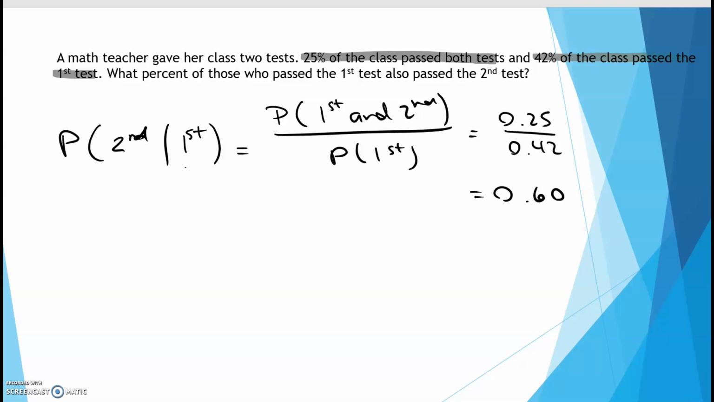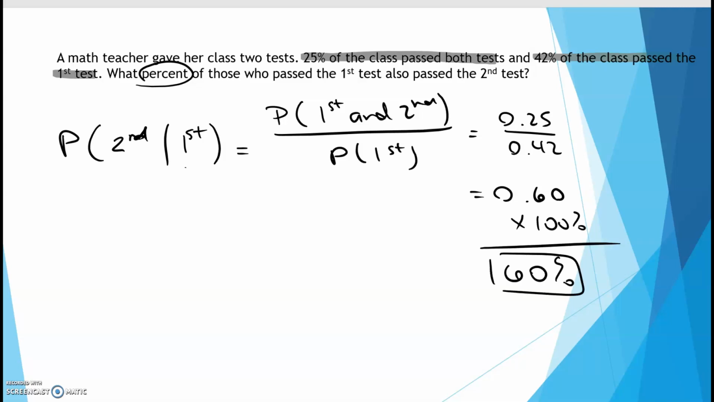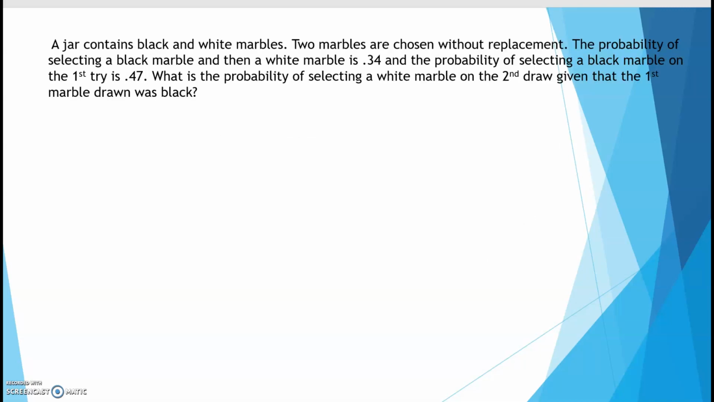0.60. But that is not our final answer because it says what percent. So we need to take this and multiply it times 100%. That gives us our final answer of 60%. Okay, before I go to the next one, it's got a lot of words. So don't get jammed up in all the words here.